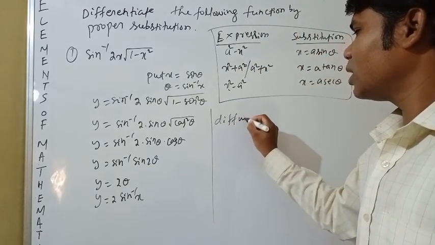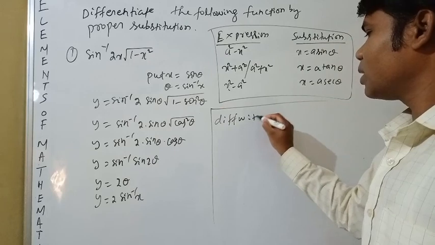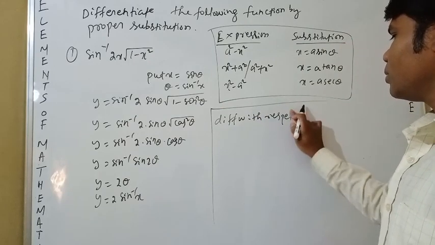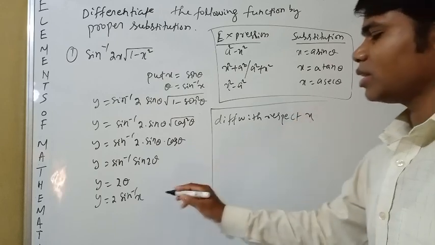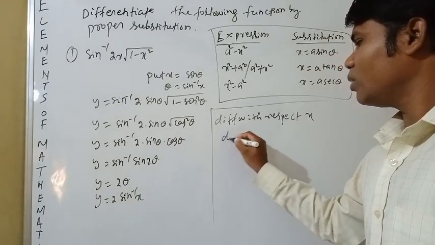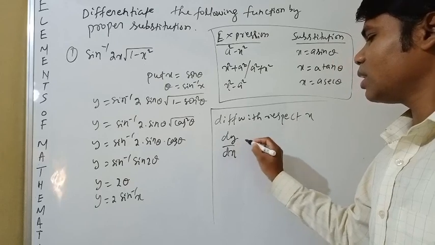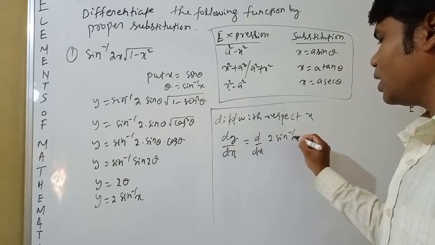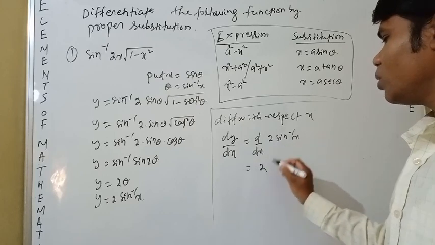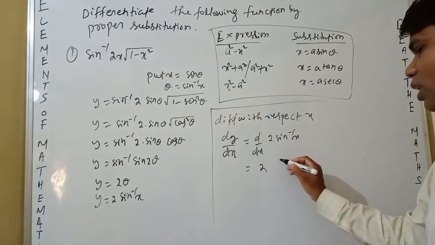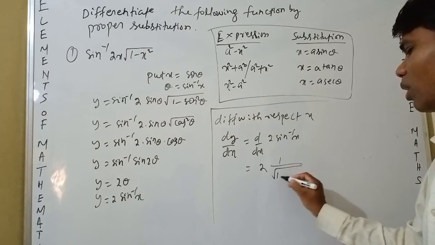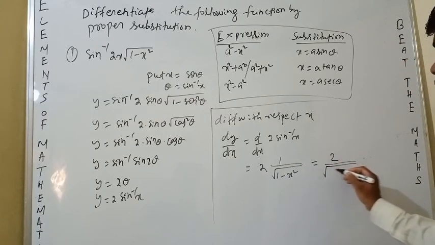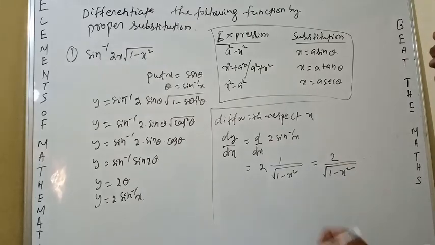Differentiate with respect to x. Then dy by dx is equal to d by dx of 2 sin inverse x, is equal to 2 times the derivative of sin inverse x, that is 1 by root over 1 minus x square, is equal to 2 by root over 1 minus x square. Pause the video, note it down.